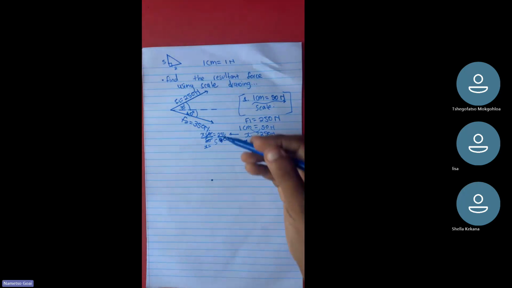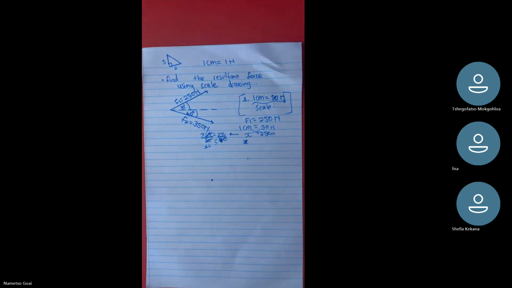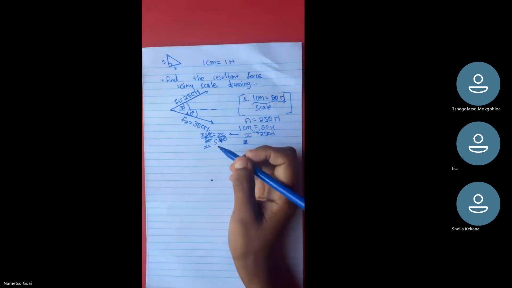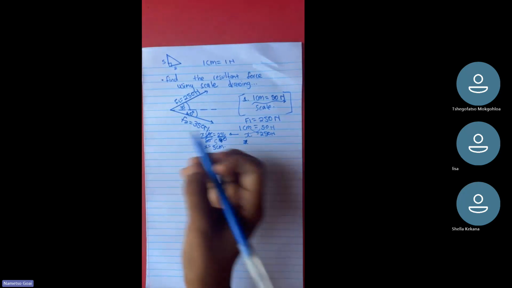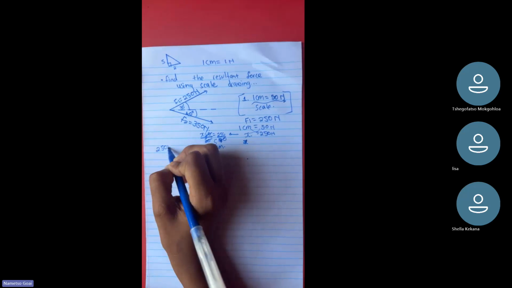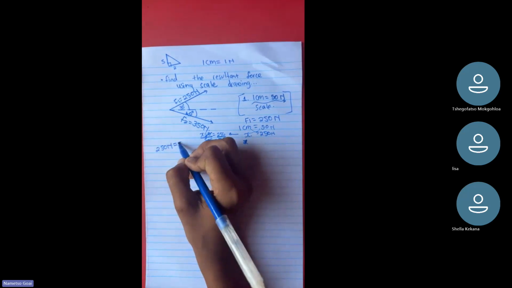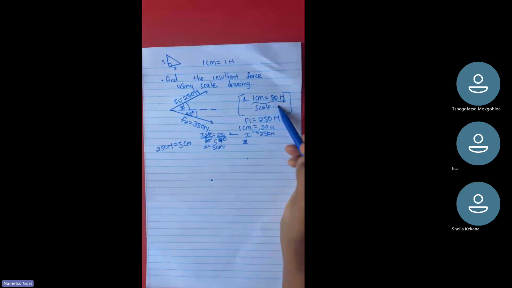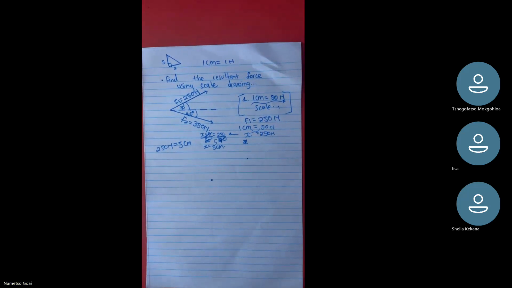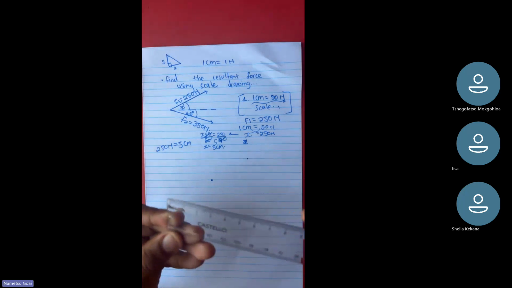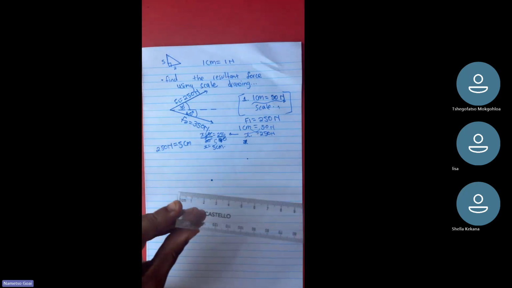So if we divide 250 by 50, we have 5, right? Because it's going to be 5, 10, 15, 20, 25. Yes, we're going to have x equals 5 centimeters. So 250 Newton is the same thing as 5 centimeters, according to our scale, right? So when we plot, remember that, okay, this is our centimeter section.